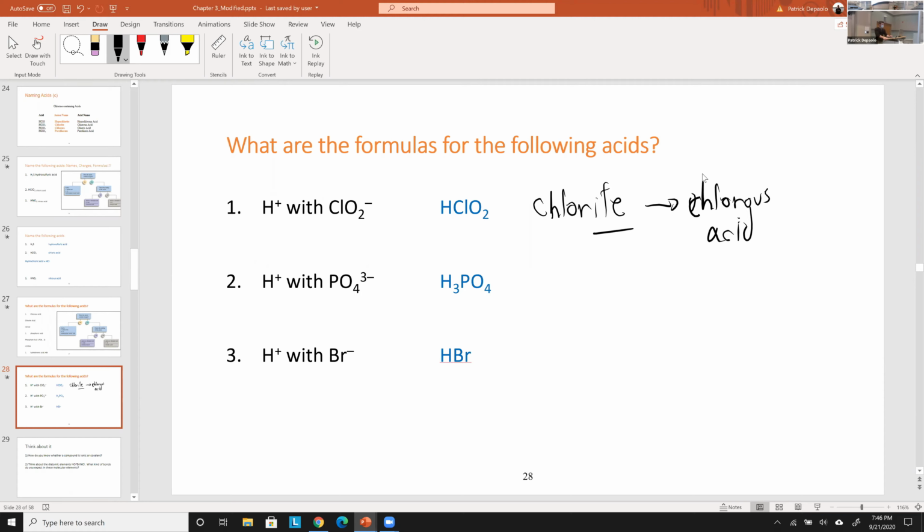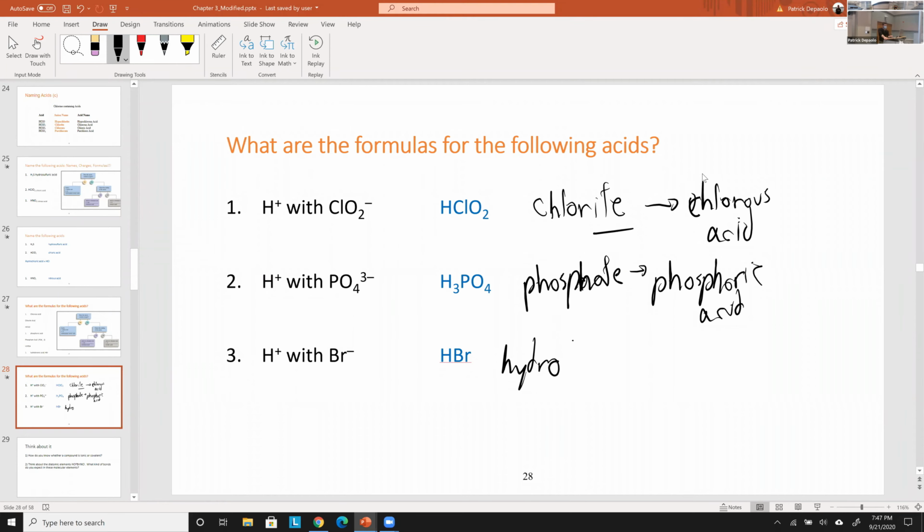Next one. PO4 is phosphate. Phosphoric acid. Good. Now this one, Br, bromine, it doesn't have a polyatomic ion and it doesn't contain oxygen. So what was the first rule that we talked about for this one? Yep, hydro, good. So when it doesn't have oxygen in it, we use hydro. Hydrobromic acid, good job.